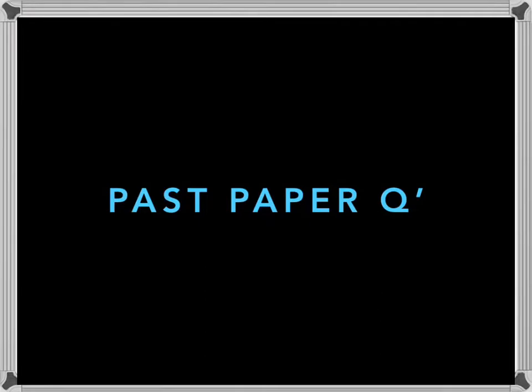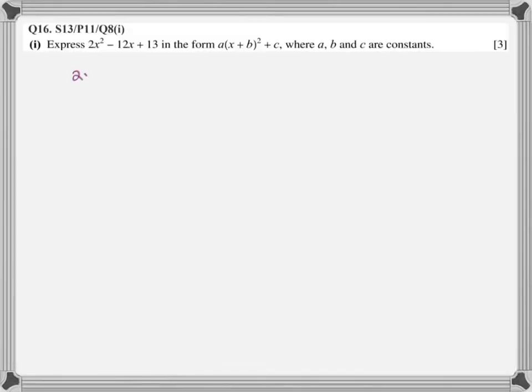Now, past paper questions based upon the completing the square method. Express the expression in the form a(x plus b) whole square plus c, where a, b, c are constants. Now, this is one thing that troubles students the most. What the examiner is trying to say is: change it into the completed square form.